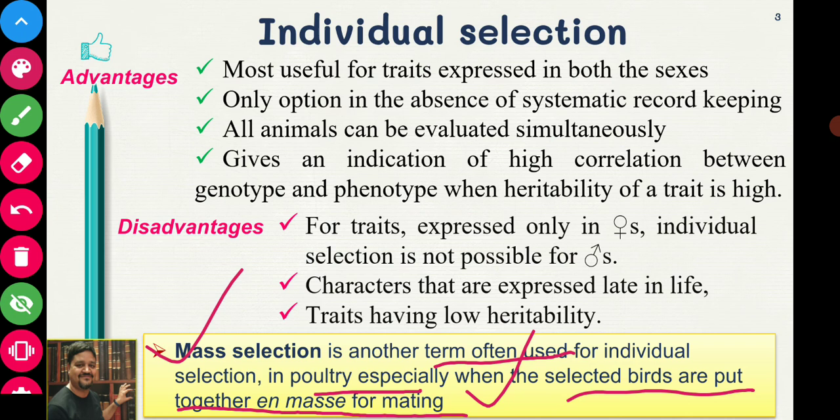But in the case of poultry, laboratory animals, or insects, we are selecting a whole lot of individuals. That lot may contain 50, 100, 500 or 1000 individuals. The whole lot is selected en masse, meaning together. So that is why it is called mass selection. You are selecting in mass. So this was about individual selection.